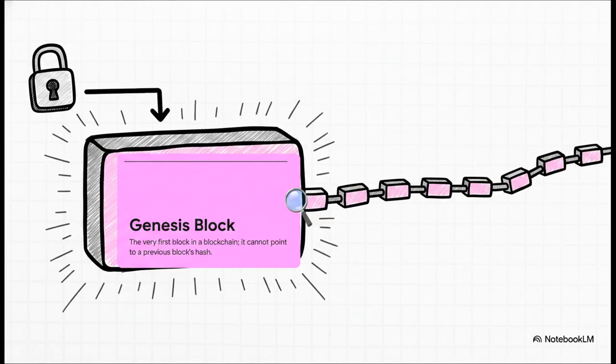And where does that unbreakable chain begin? With what we call the Genesis block. This is a foundational term you absolutely should know. It's the very first block in any blockchain network. It's totally unique because it is the only block that cannot point to a previous block's hash, simply because, well, nothing came before it. Every massive chain in existence, no matter if it's millions of blocks long, traces its unbroken lineage all the way back to its very own Genesis block.